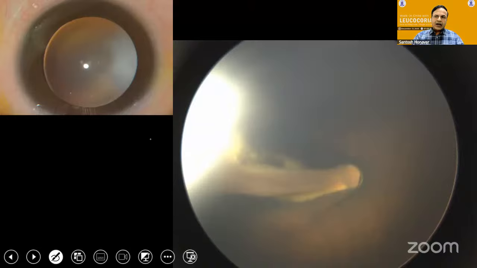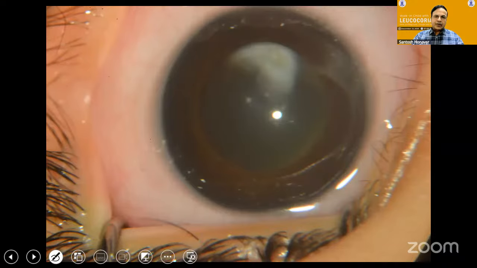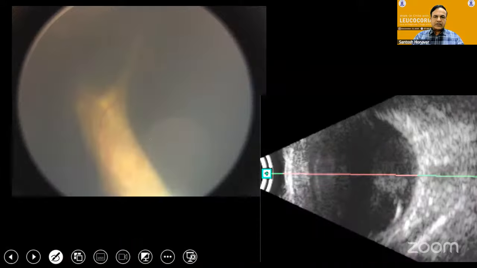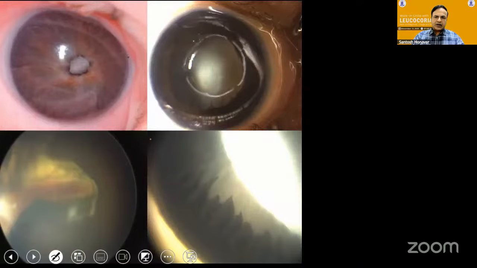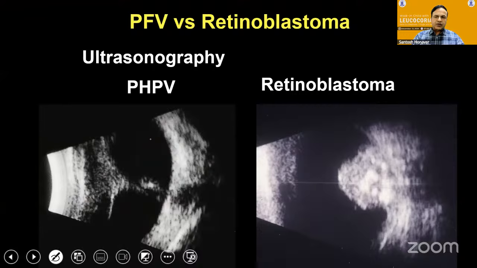And of course, when you look at the fundus, the diagnosis gets easily sorted out. That's the eccentric cataract that these patients tend to have, sometimes in the center, sometimes eccentric. But nevertheless, the fundus appearance is quite characteristic in persistent fetal vasculature. It can be bilateral. This is a situation where it is bilateral. On ultrasonography, you find that there is this fibrovascular stalk that emanates from the disc and gets attached to the posterior lens pole, whereas in retinoblastoma, you don't find that.